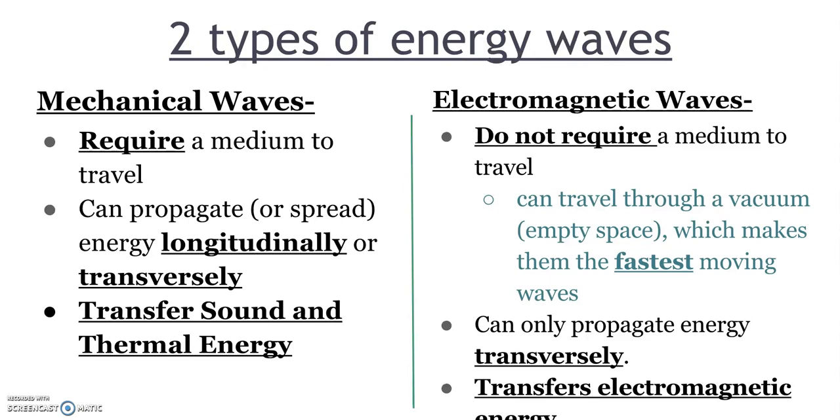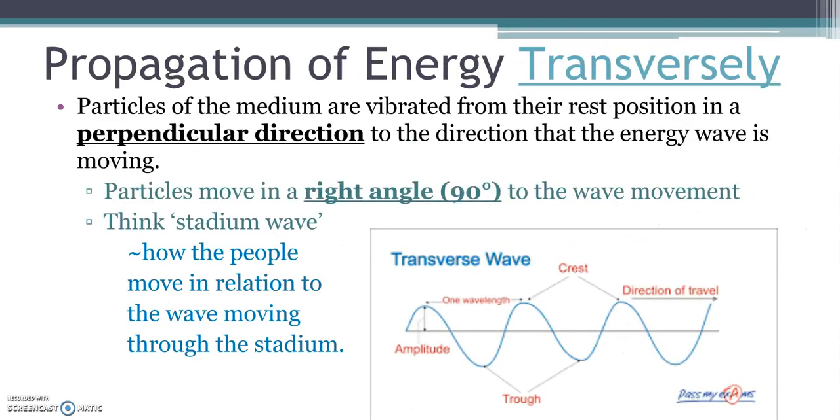And if you remember, propagate means to spread. And so energy waves, both of these energy waves do spread energy, but they spread them differently. Mechanical waves can spread energy both longitudinally and transversely, and electromagnetic waves only do it in a transverse manner. So today we're going to tackle what those two words really mean so that you can add that to your comparison of these two types of waves.